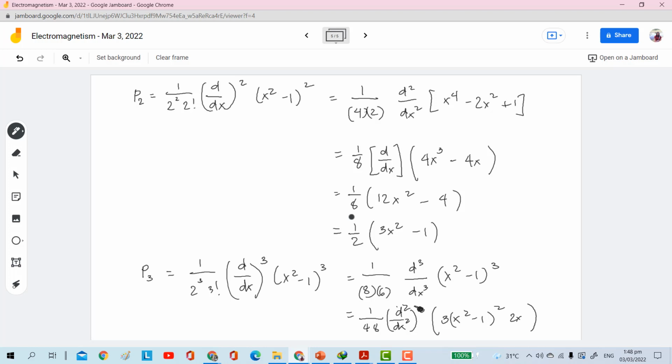Is that clear, class? We derive it once more. So the first derivative with respect to x is 3 times x squared minus 1 squared multiplied by 2x. Okay. And then after this, we will derive it again. We can take out the constant factor 6: 3 times 2 is 6. So that cancels out the 6 here, and it becomes 1 over 8.